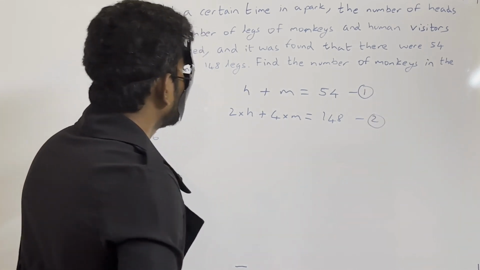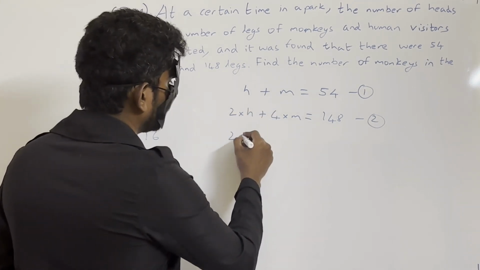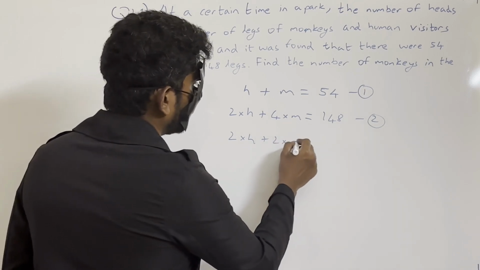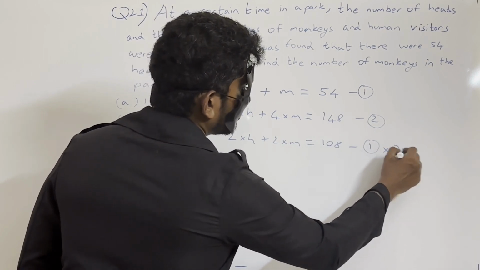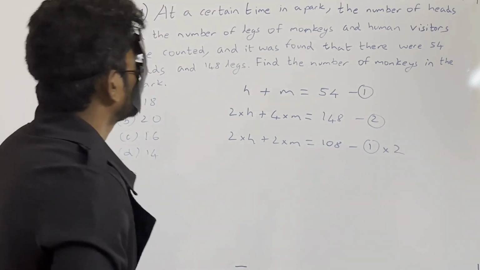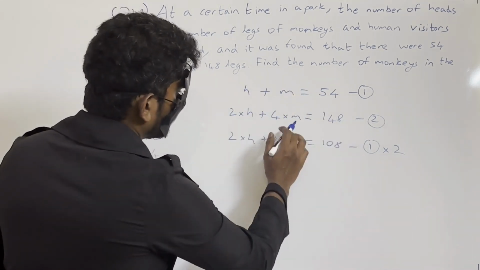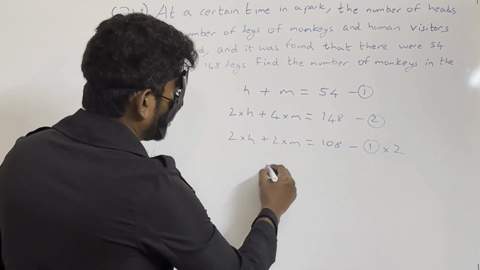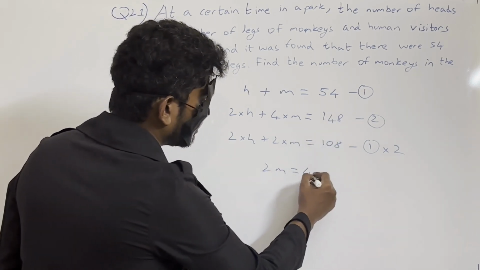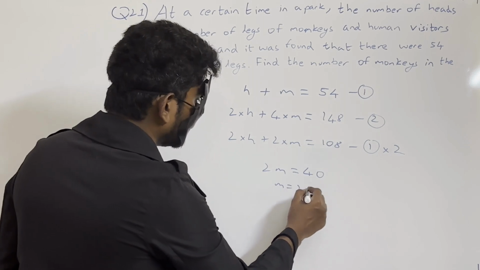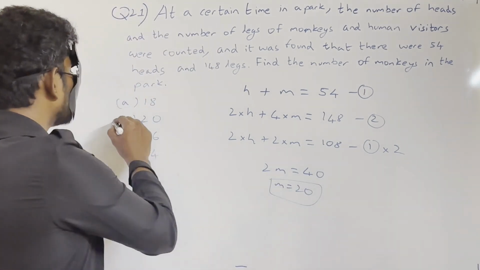Now let's multiply equation 1 with 2. So 2h plus 2 into m is equal to 2 into 54, that is 108. And let's subtract it. We are doing this because we need to find the number of monkeys. Now subtracting these two, 2m is equal to 148 minus 108, which is 40, so m is equal to 20. So the number of monkeys here is 20. So option B is right.